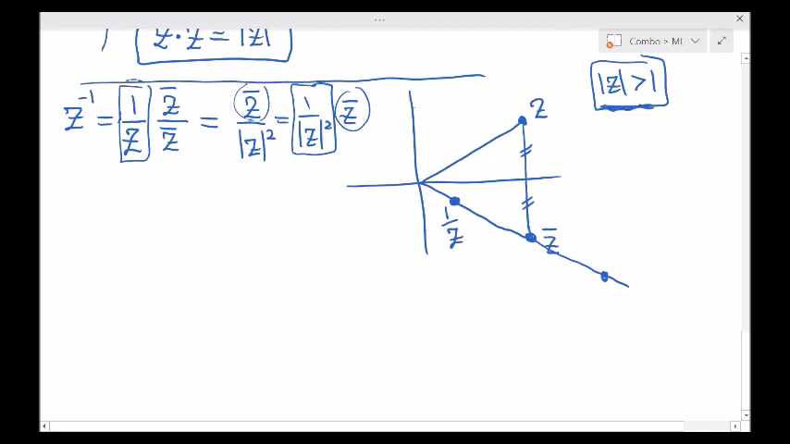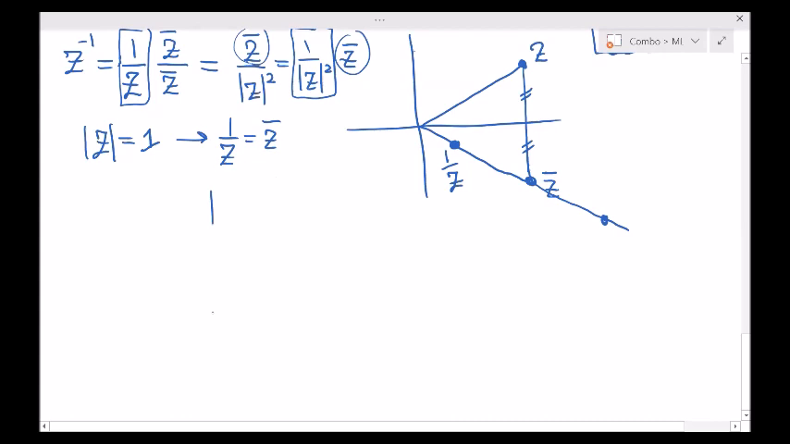And interestingly, some of you guys already suggested it. If Z has a magnitude of 1, this is the most interesting case, then necessarily 1 over Z is the same thing as Z bar. Now this, let's have a look at that.